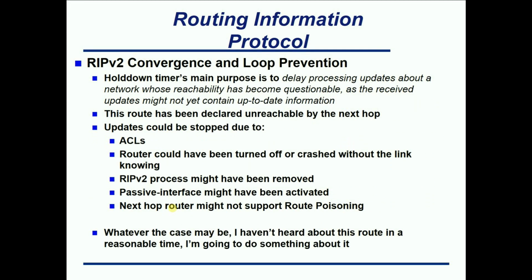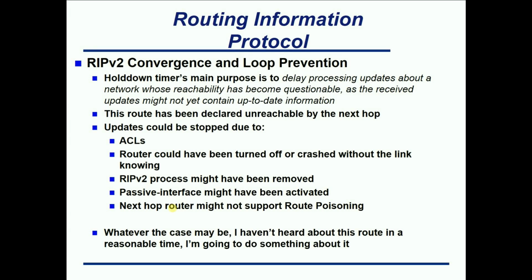routing table. All right. Now, the hold down timer's main purpose is to delay processing updates about a network whose reachability has become questionable, as the received updates might not yet contain up-to-date information. So this is for whatever reason RIP doesn't detect a link down between you and your neighbor, but it detects 0 updates. And why would you ever get 0 updates from your neighbor?